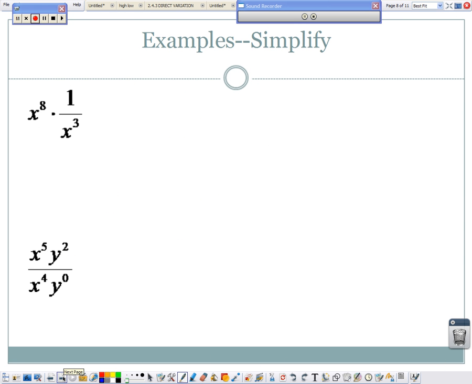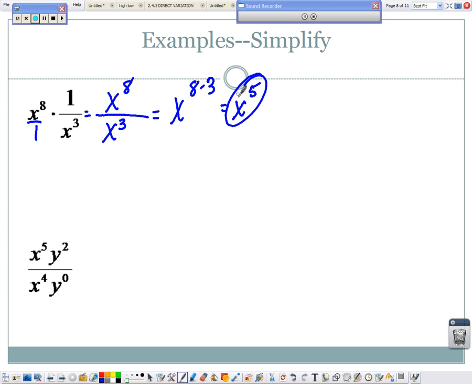So the very first one, remember, I can put this over 1. And I suggest when you're doing these that you multiply straight across. So x to the 8th times 1 is just going to give us x to the 8th. 1 times x to the 3rd is going to give us x to the 3rd. And then since I'm dividing, I actually subtract their exponents, and I end up with x to the 5th. Okay.